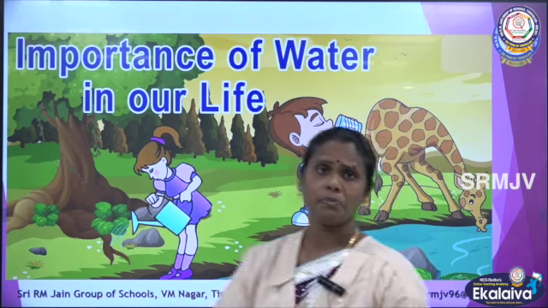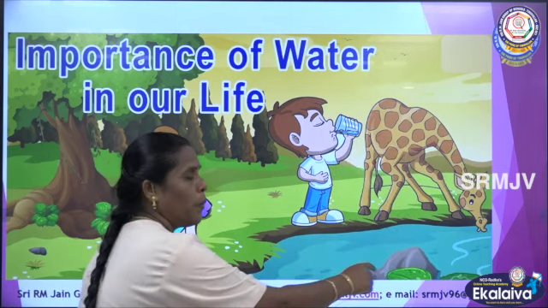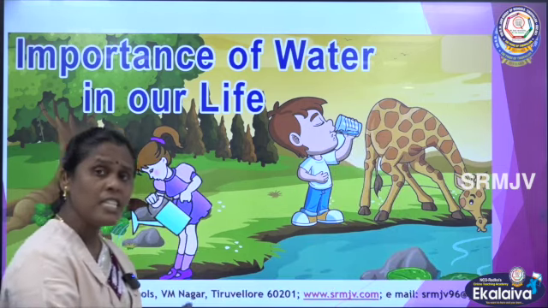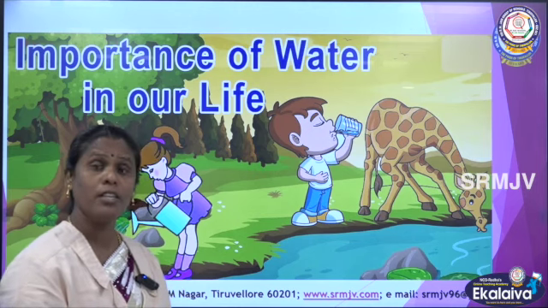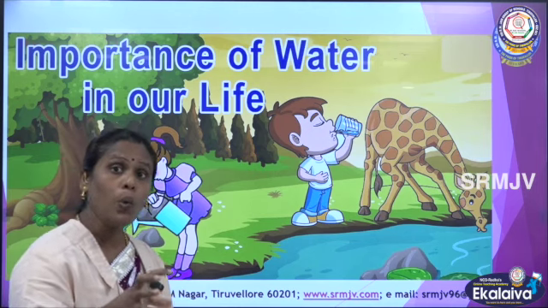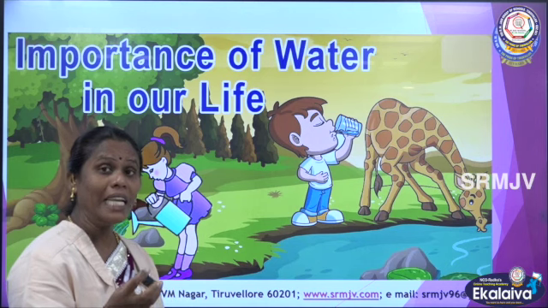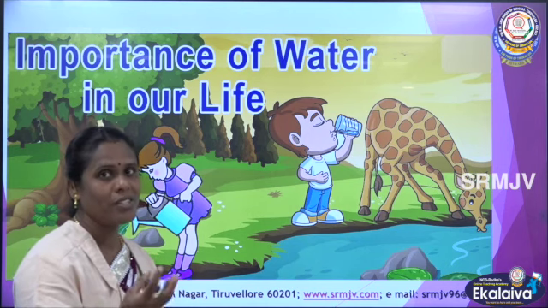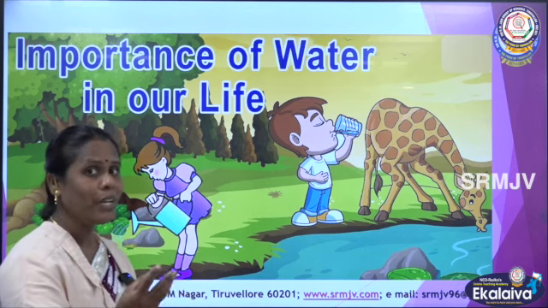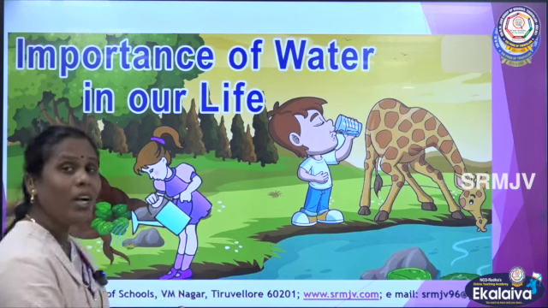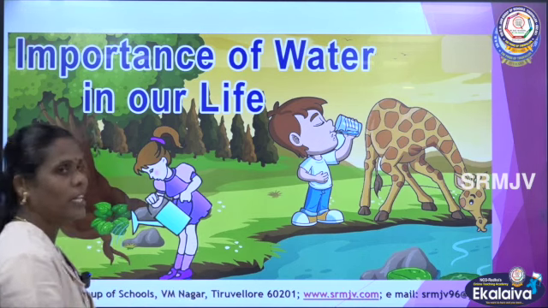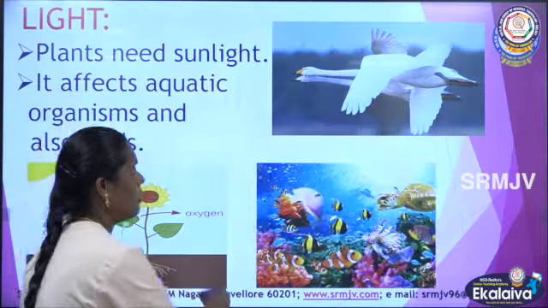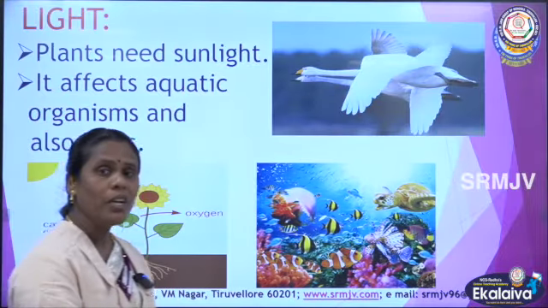See here a pond. Inside the pond aquatic organisms are there. The aquatic organisms need dissolved oxygen to respire. So water is very important in our life. The next one, light.